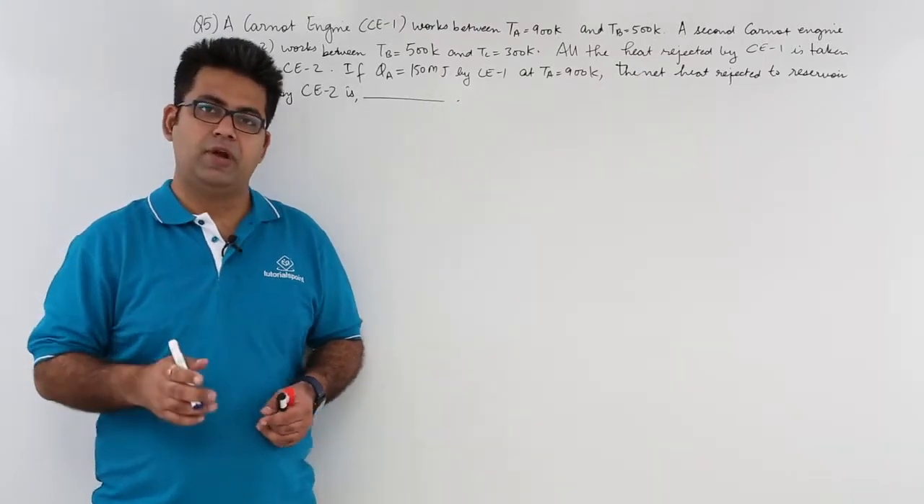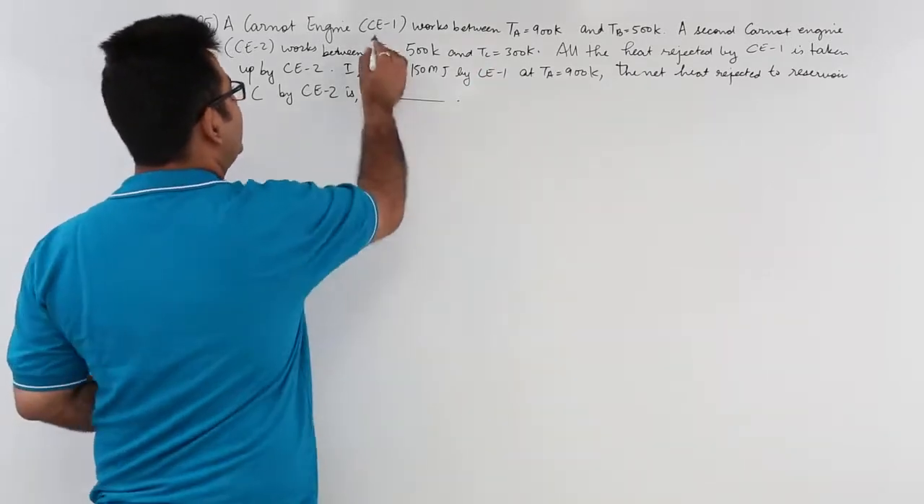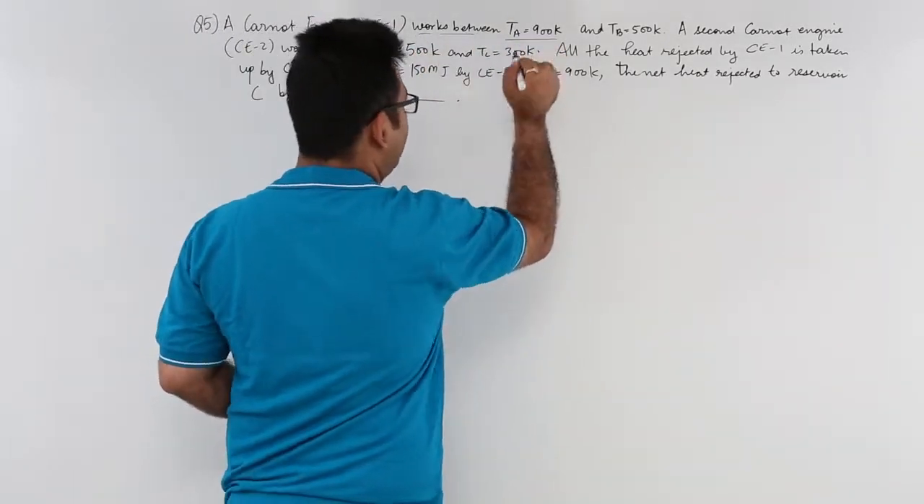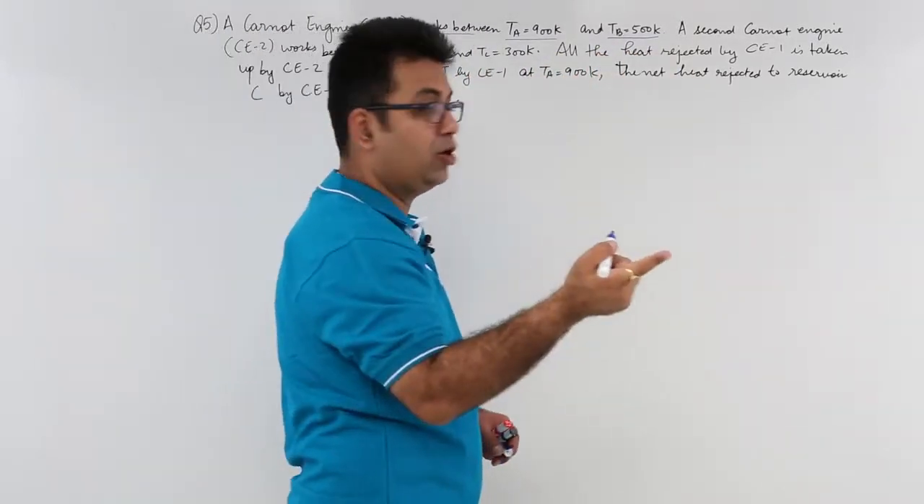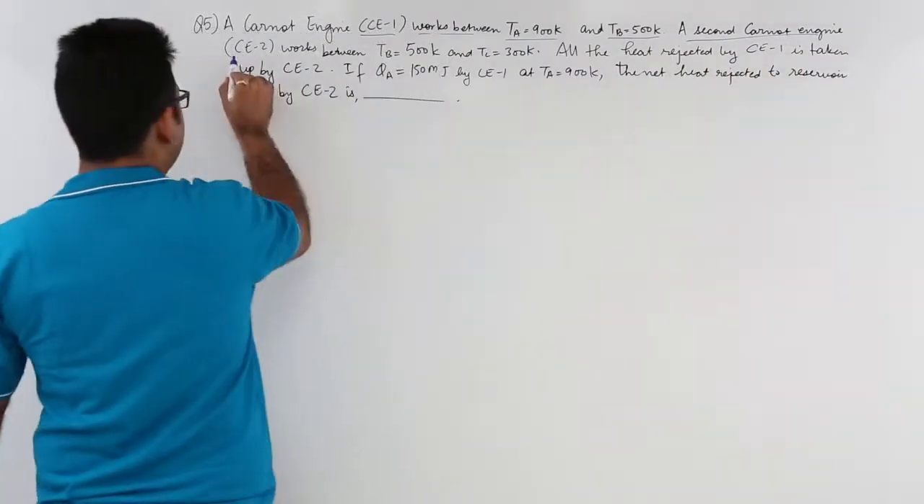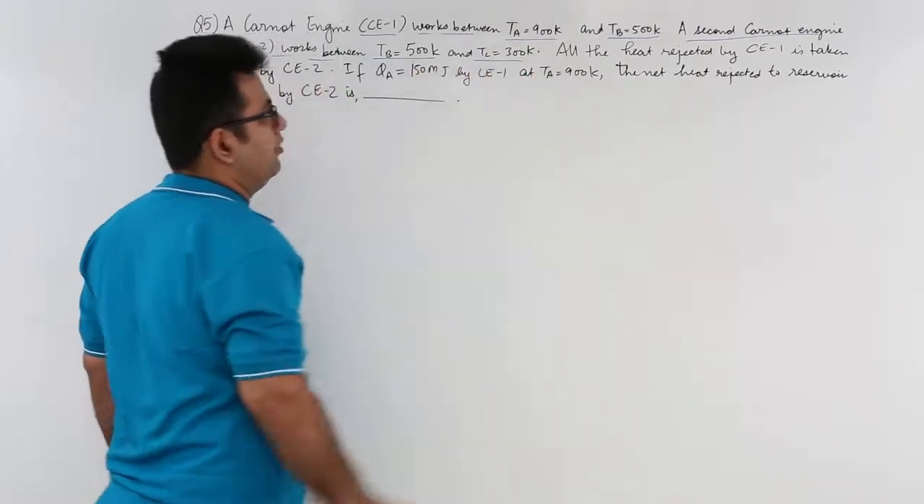Now in this video we look at question number 5. Question number 5 says we have a Carnot engine CE1 which is working between 900 Kelvin and 500 Kelvin. A second Carnot engine, CE2, works between 500 Kelvin and 300 Kelvin.